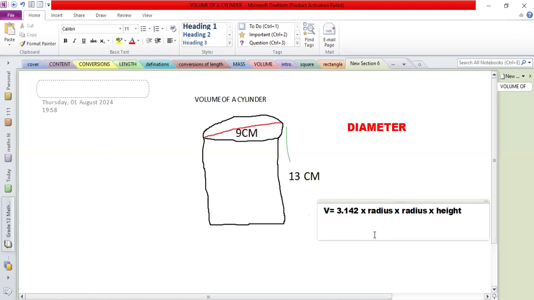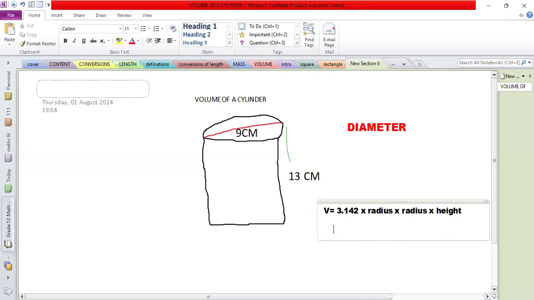Okay, this one says 3,142 times 4,5 times 4,5 times 13. Yes, this is how you calculate it. Meaning my second was also right. It's 827,1315. I just wanted to see the way you calculated it.